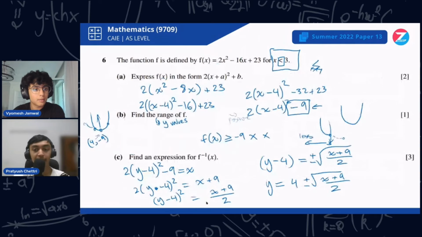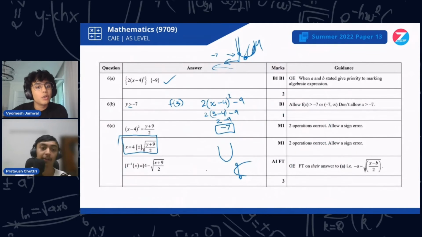And I'm not sure why they've chosen minus. I think it's because they're asking that the domain of the function f of x, right? It's less than 3. Yeah, so the range of the inverse should be less than 3, going exactly below. So they're going to choose minus.